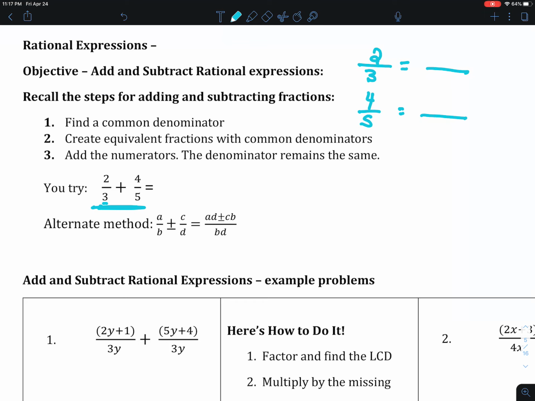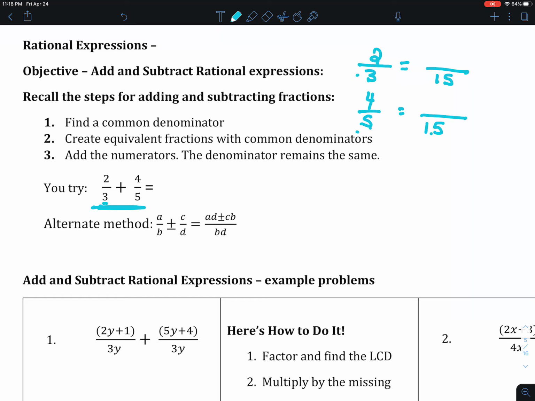We can always start with the largest number. So 5, the multiples of 5 are 5, 10. 3 doesn't go into 10 evenly, so that doesn't work. 15. Both 3 and 5 go into 15, so our common denominator is 15.